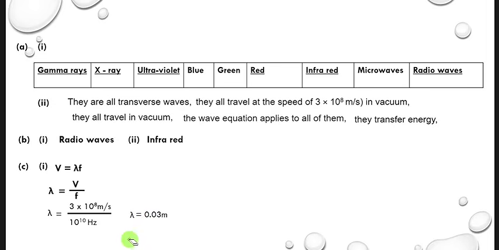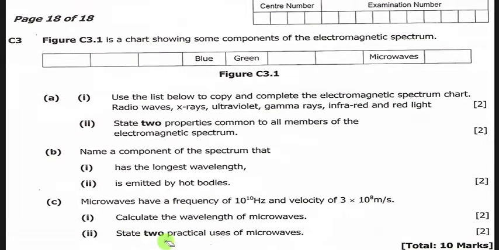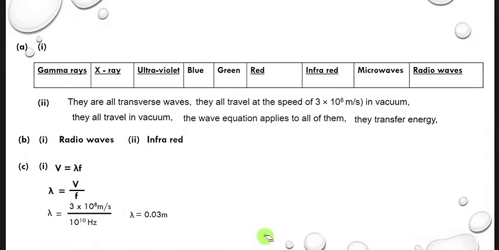Then the other question was that state 2 practical uses of microwaves. So there are many. One, microwave oven. So these microwaves are used in microwave ovens. Then 2, in radar, which is actually communication, like radar in airports. Then telecommunication as well, like we communicate on phones. So they use these microwaves. So microwave oven, radar, telecommunication.